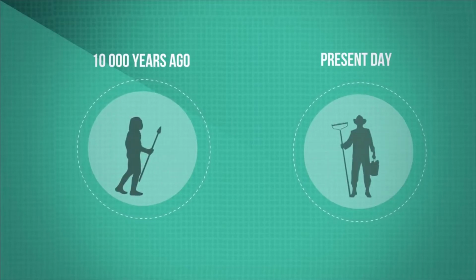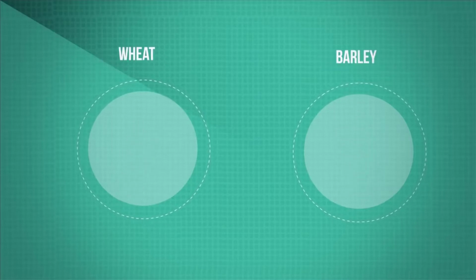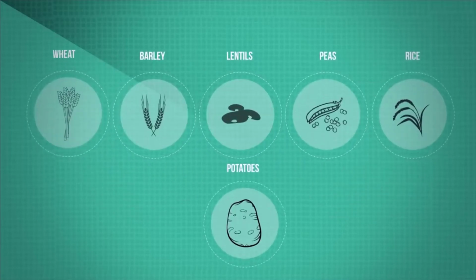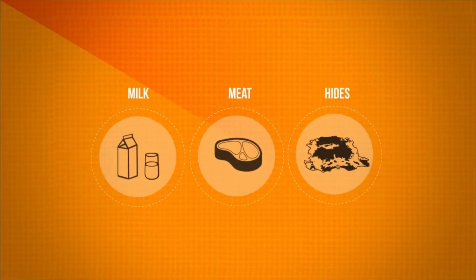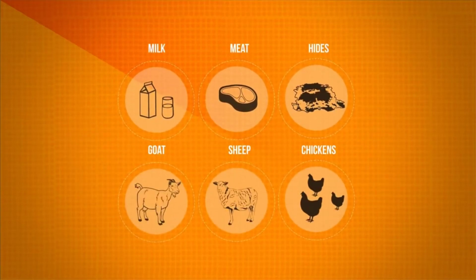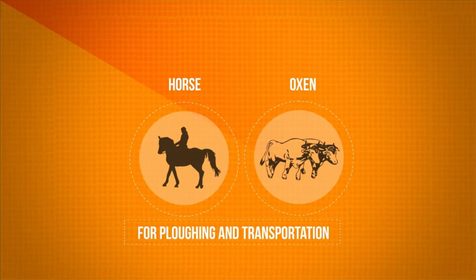We no longer needed to wander around to gather food supplies. Wheat, barley, lentils, peas, rice, and potatoes were all cultivated by early citizens. We also began to tame animals for milk, meat, and hides. Goats, sheep, and chickens are thought to have been the first animals to be domesticated, followed later by bigger animals like horses and oxen for plowing and transportation.